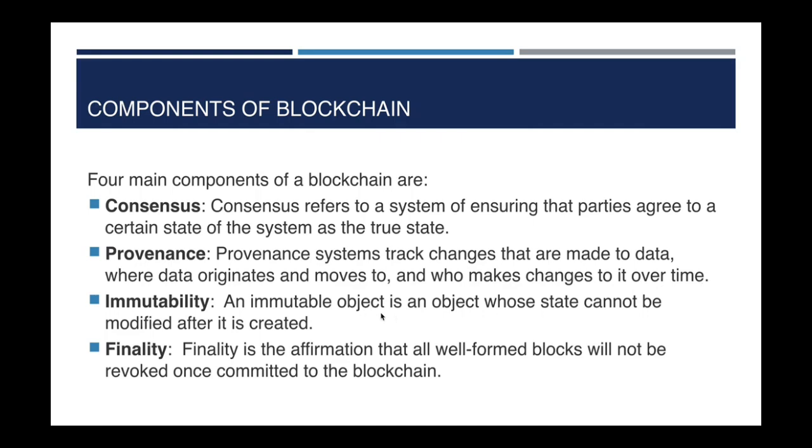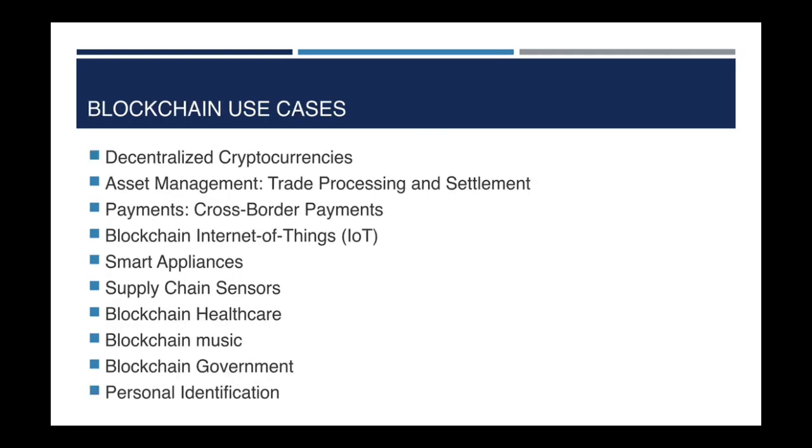Immutability. An immutable object is an object whose state cannot be modified after it is created. Finality. Finality is the affirmation that all well-formed blocks will not be revoked once committed to blockchain. So these are the main four components of blockchain.